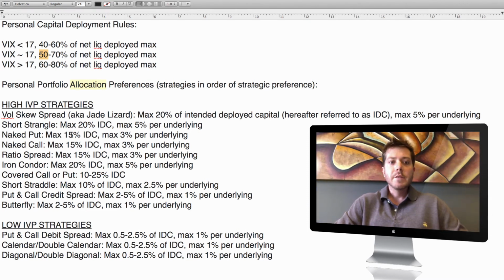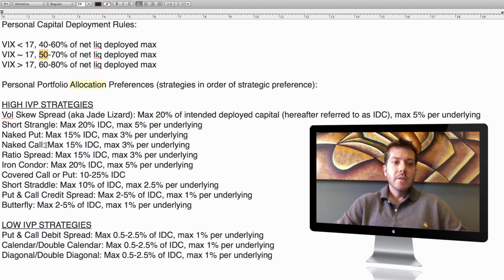Naked put, max 15% of intended deployed capital with max 3% per underlying. Still love this strategy. It's just you get a little bit less credit per spread. It's not quite as consistently successful, per my experience, as some of these other strategies. It has a little bit more directional bias, even though the way I approach them, you do give yourself plenty of room for error, for directional error. But I just like these top 2 spreads a little bit better.